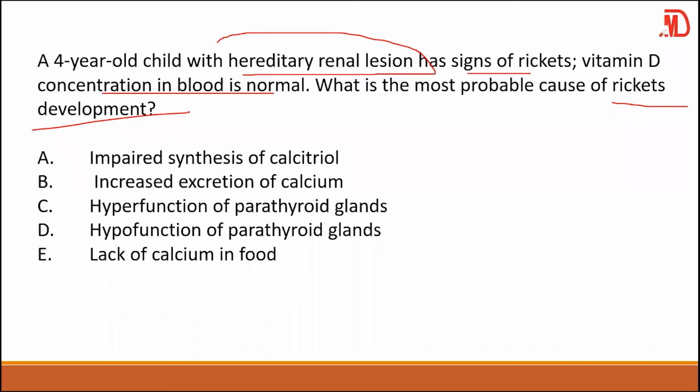1-alpha hydroxylase, which is produced in the kidney. So if you have a kidney lesion or a kidney problem, it means this 1-alpha hydroxylase will be impaired. And if it is impaired, regardless of the fact that vitamin D concentration is normal, this vitamin D will not be activated to carry out its function. So over here, we have impaired synthesis of calcitriol, the active form of vitamin D. So your answer here is A.